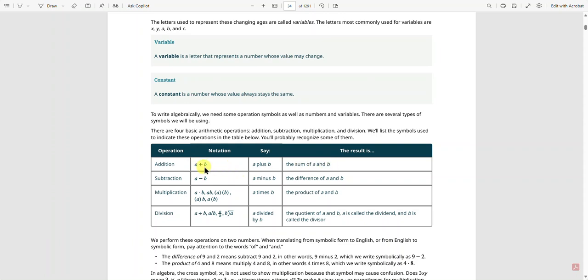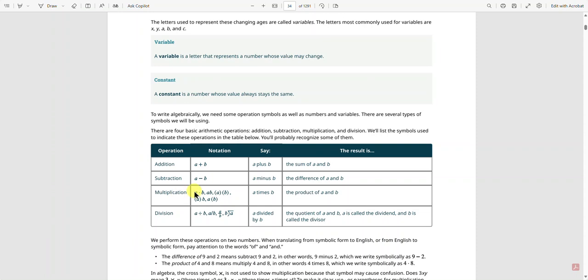So this expression is equal to the sum of A and B. For subtraction, you can see we simply write A minus B. And this expression is equal to the difference of A and B. Now you can see when we get to multiplication and division, there are a number of different symbols. So some of these you might need to learn. So we'll go through them clearly here, and we'll talk about them more further down in the lesson.